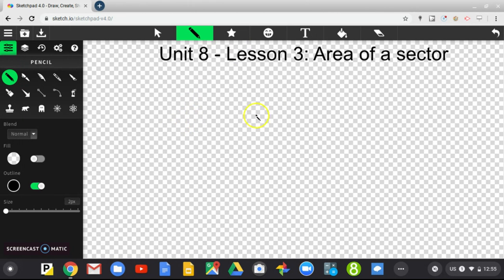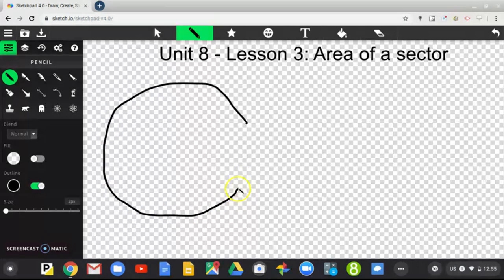So, what is a sector, anyways? Let's see. I'll just draw a circle. And we have a center point. Let's call that A. And then we have an angle that goes out like this. And this is a sector. We could be talking about the other part, but there's no measure there. So we're talking about this smaller sector.